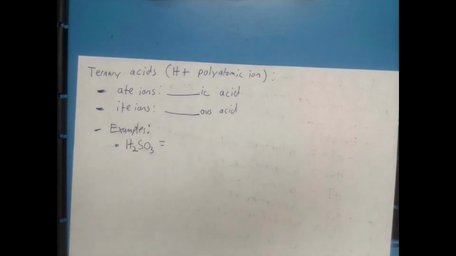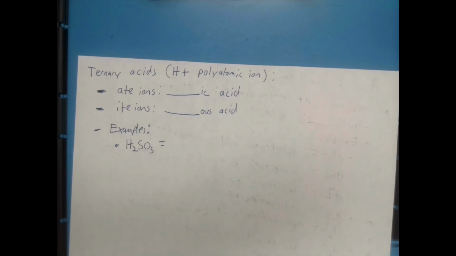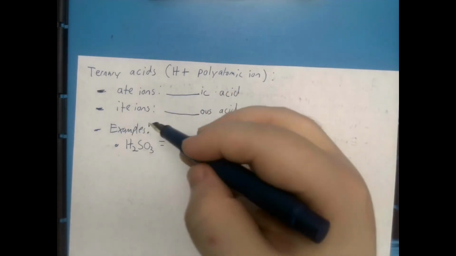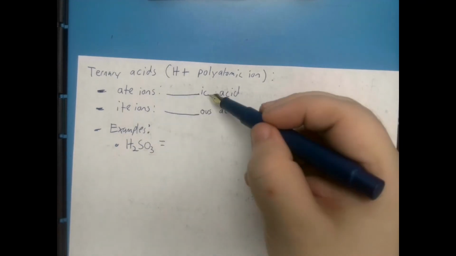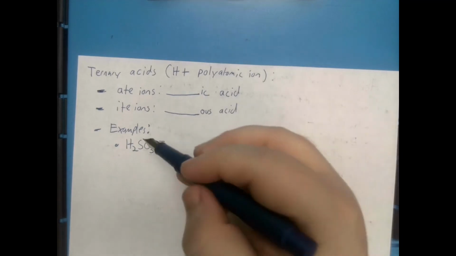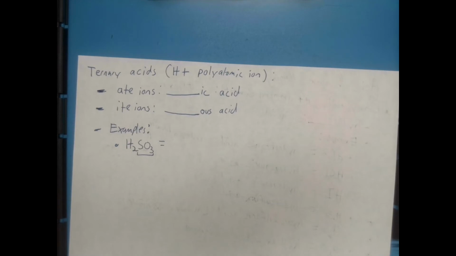H2SO3. What would be the name of that? You don't include hydro. No. So remember, if the name of the ion has an ate in it, we basically replace the ate with ic. So what's the name of this one? SO3. Sulfide or sulfate? That would be sulfate.